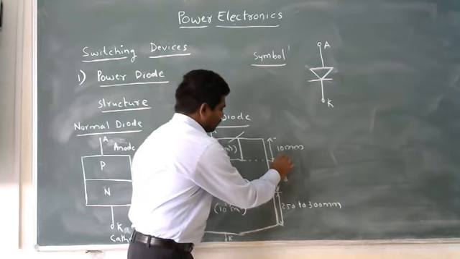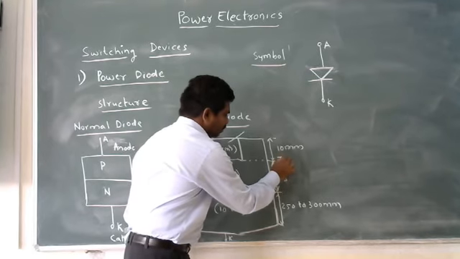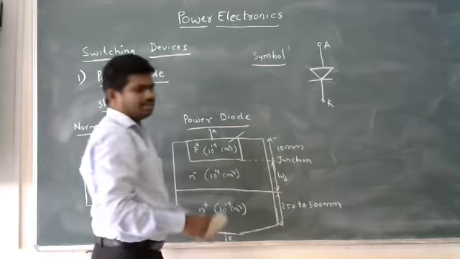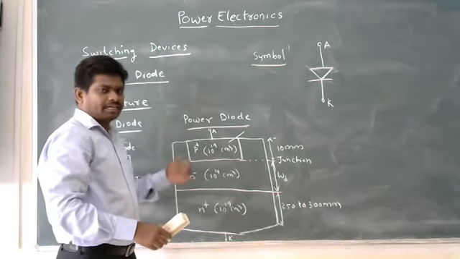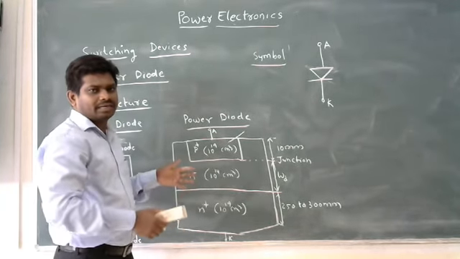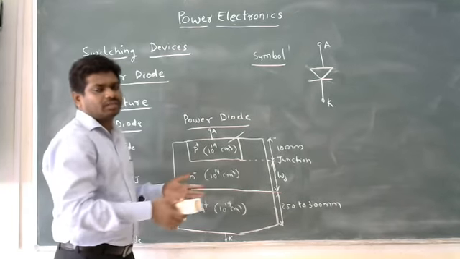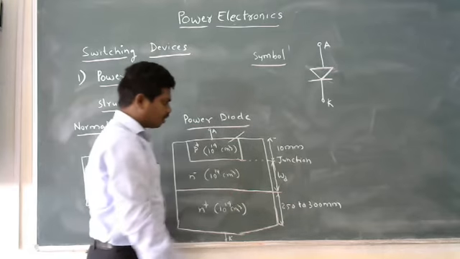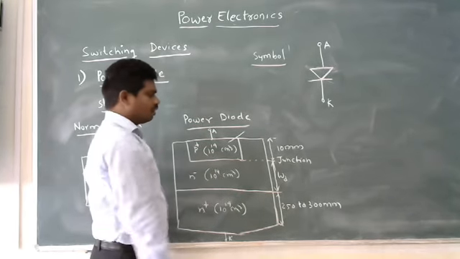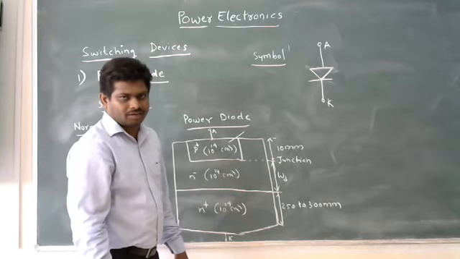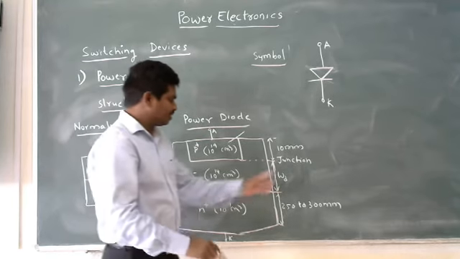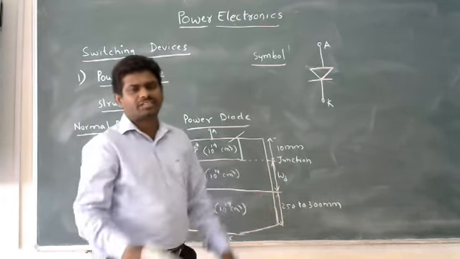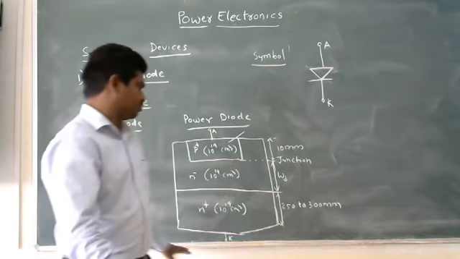Here we have the junction point. When we sandwich two different types of materials together, there exists one junction between the two materials, as we know. So this is the junction formed between these two, what we call the depletion layer of the device. The width of the depletion layer is very high in this case.